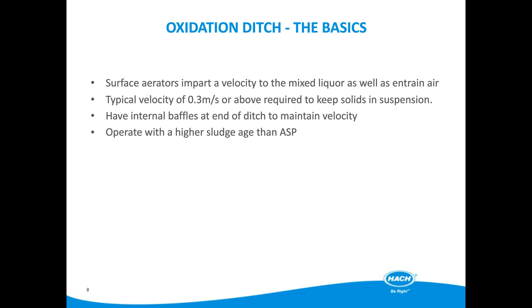The surface aerators installed provide a dual purpose of not only entraining air, but also provide a velocity to the mixed liquor, and it is important to ensure the velocity of the ditch is sufficient to maintain the solids in suspension. These relatively high velocities are not required in a conventional plug flow ASP. Another difference between ditches and ASP is that they operate with much longer sludge ages.